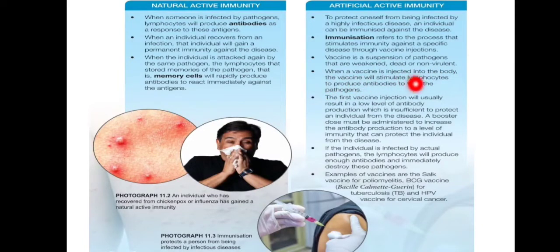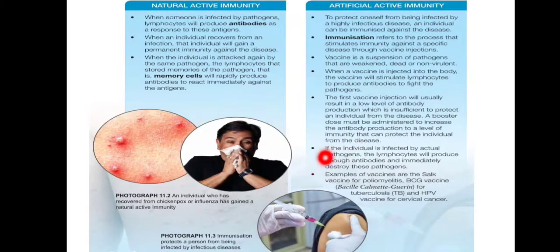When a vaccine is injected into the body, the vaccine stimulates our lymphocytes to produce antibody to fight the pathogen. So the first vaccine injection usually results in a low level of antibody. Maksudnya the production of antibody is insufficient. So we need the second dose of vaccine injection. Maksudnya itu adalah booster lah. Booster dose to increase the antibody production to a level of immunity. Make sure that our immunity is above the immunity level lah.